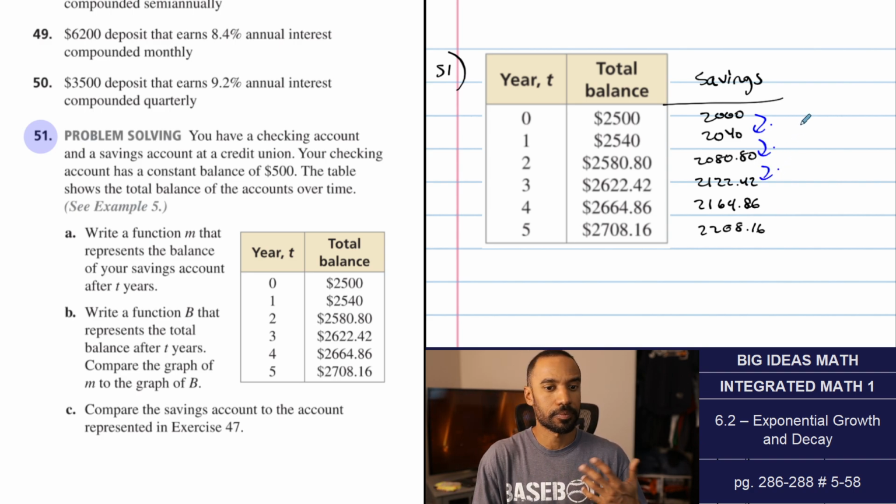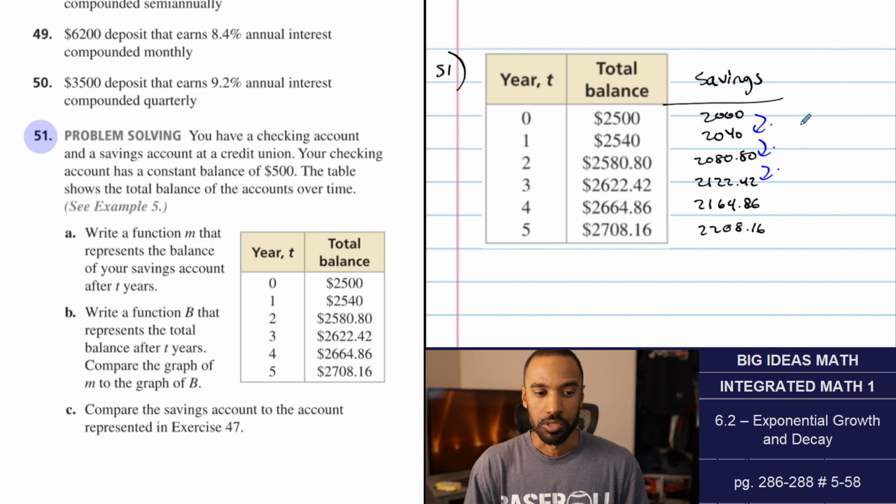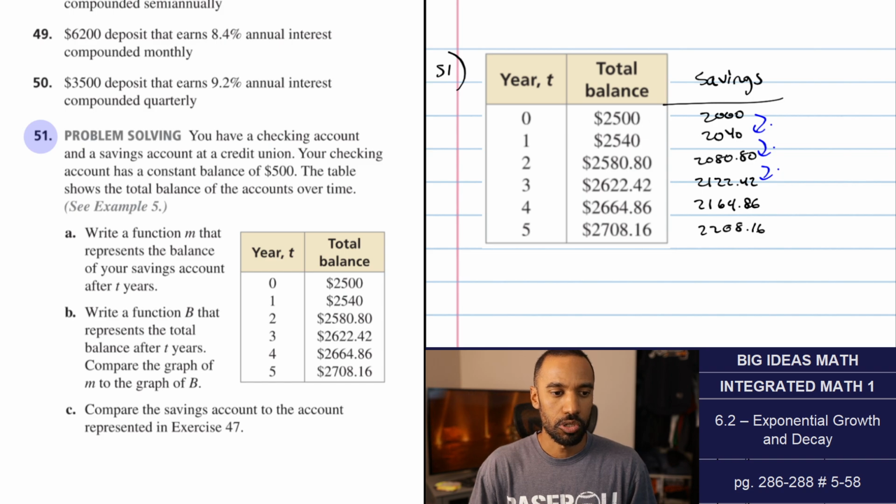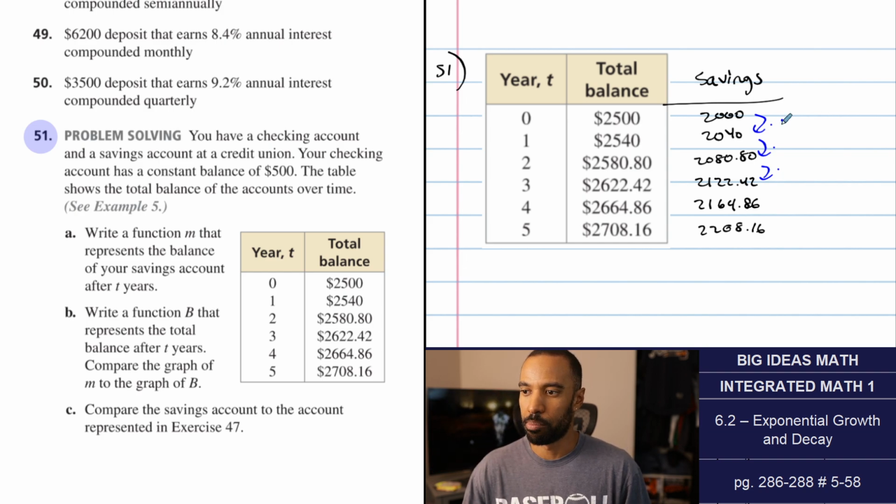They already say, well, they don't say, but they said write a function. It's going to be exponential. So I really just have to check one of these. Let's do 2040 divided by 2000. And that'll be 1.02. So this is times 1.02.